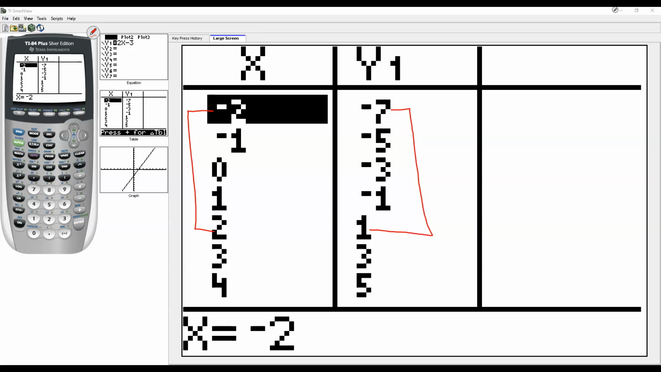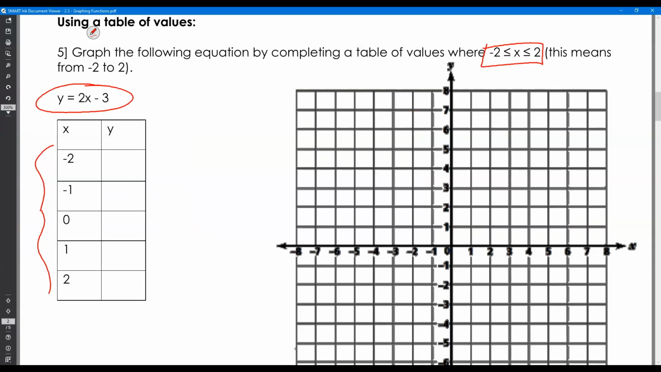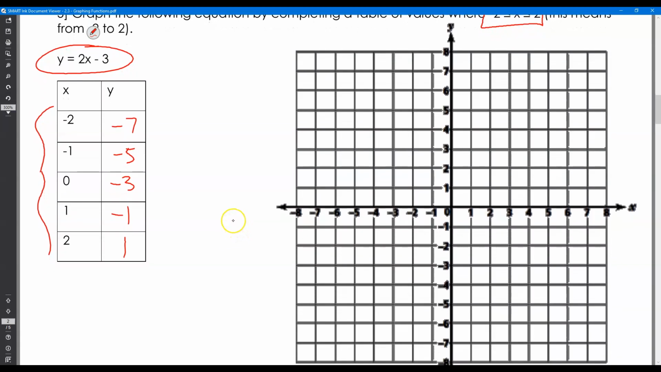These are the y values that we're going to input into our table: -7, -5, -3, -1, and +1. We got that directly from our table.